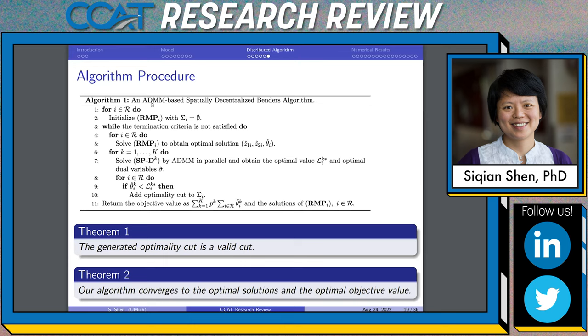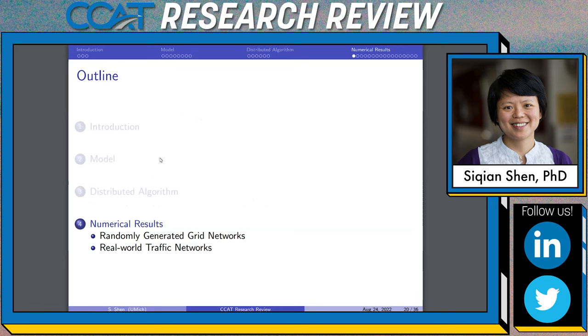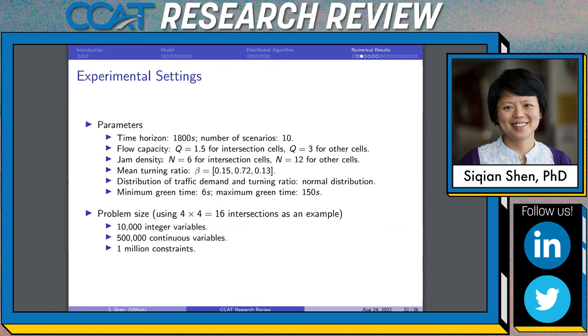If you look at this, the ADM-based spatially decentralized Benders algorithm is nothing else but integrating the ADM approach, which is based on each of the intersections. R is the set of intersections. You do that for every scenario when you have that ADM-based problem. Then you apply Benders to that problem to get a Benders cut. Okay, so I'm going to show you some numerical results to see how effective this approach is.